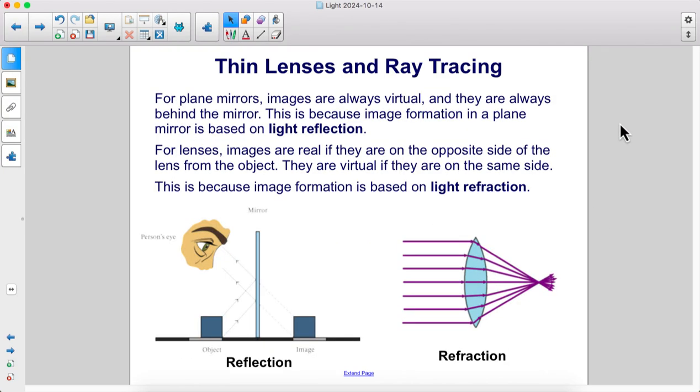For plane mirrors, images are always virtual, and they are always behind the mirror. This is because image formation in a plane mirror is based on light reflection. For lenses, images are real if they are on the opposite side of the lens from the object. They are virtual if they're on the same side. This is because image formation is based on light refraction.